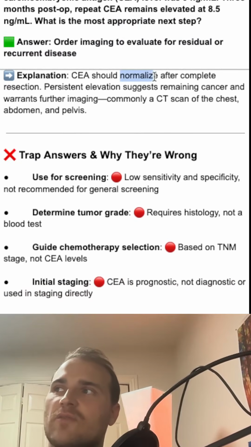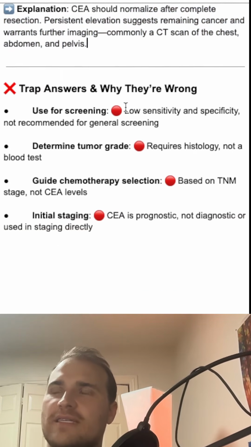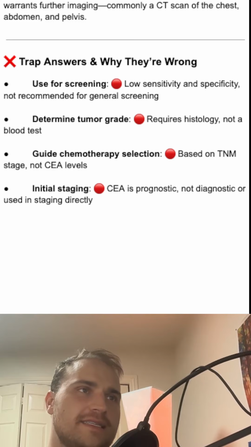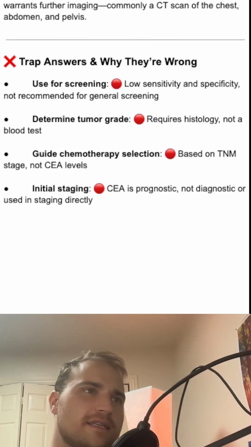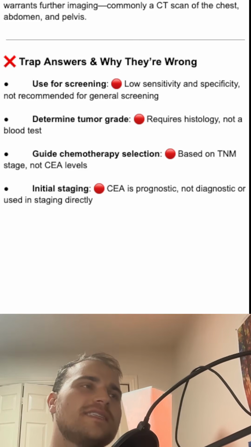So the CEA should normalize after complete resection, and the fact that it isn't is a little bit worrying, and so that's why we do that test. It's not going to be used for screening. It's got low sensitivity and specificity, and oftentimes if there's a circumferential mass, then surgery is going to be indicated regardless of these CEA levels.